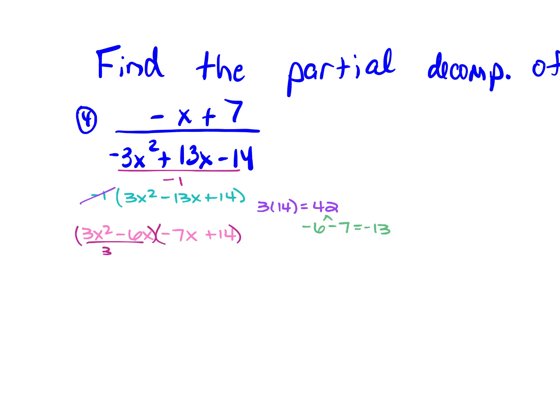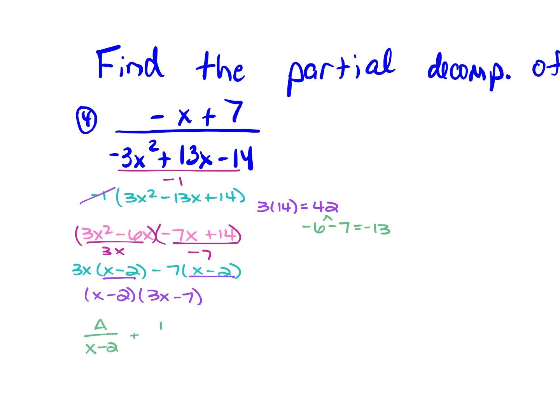The first factors out a 3x. The second is a negative 7. So that's 3x times x minus 2 minus 7 times x minus 2. Your two parentheses are the same. So that's x minus 2 times 3x minus 7. Now that you're completely factored, how many parts do you have in your denominator when it's factored out? 2. So that means you're going to have a over x minus 2 plus b over 3x minus 7.